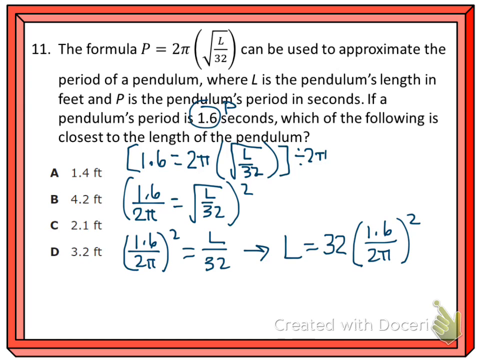Now when you put this in the calculator, you need to be careful because the bottom of this needs its own set of parentheses. Because if you just hit 1.6 divided by 2 pi, it's going to divide by 2 and then multiply that answer times pi. That would be a bad thing. So when we put this into the calculator, it approximates the answer as 2.08, and the one that's closest to that is C, 2.1.